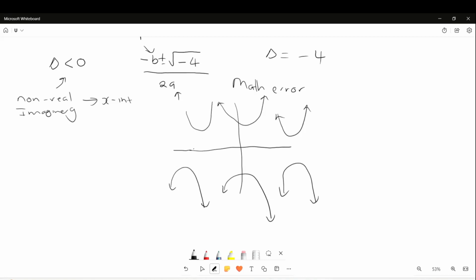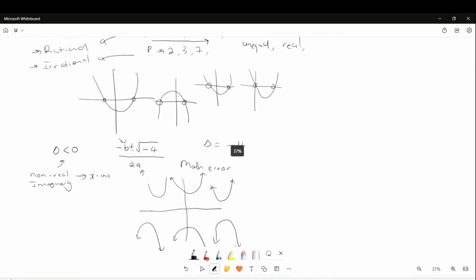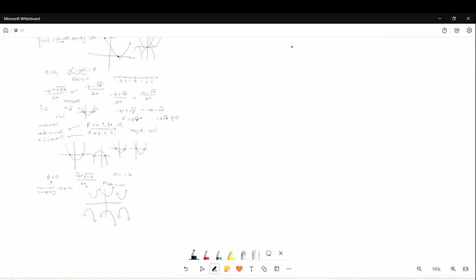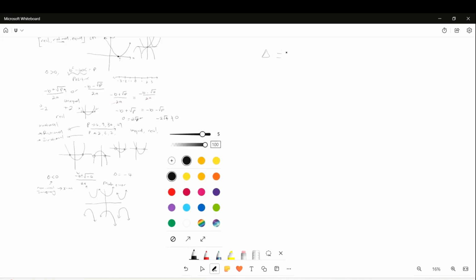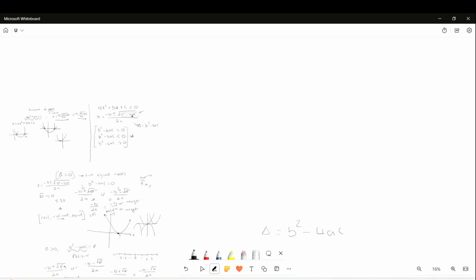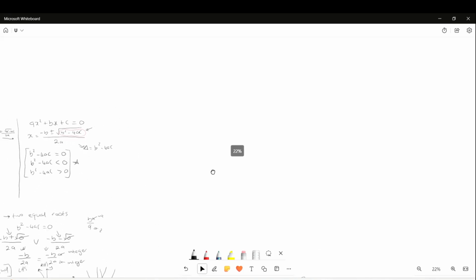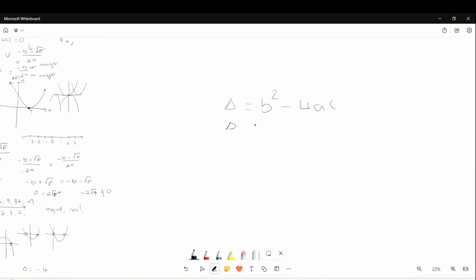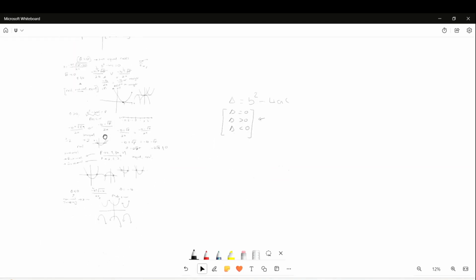So yeah, that's it for the nature of roots. Remember we discussed what a discriminant is. We said that the discriminant is the value that is inside the square root of a quadratic equation formula. This value here inside, that's our discriminant. And we talked about its characteristics when it's greater than 0, when it's equal to 0, and when it's less than 0, and the effect of the discriminant on the graph. You can see how it changes the graph, so it has a big effect. Just hoping that you understand that.